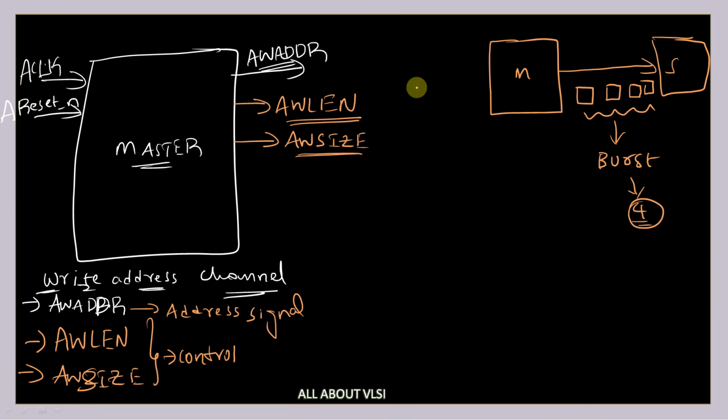Okay, so this is how, using this AW length and AW size, we are going to decide the length of the burst and the size of each data packet we are going to send inside our burst. Now in our AHB protocol, we had signals like H burst and H size. For determining the length of the burst, we were using H burst there. Here we are using AW length, and for determining the size of the data, we were using H size there, and here we are using AW size. This is the difference between AHB and AXI.